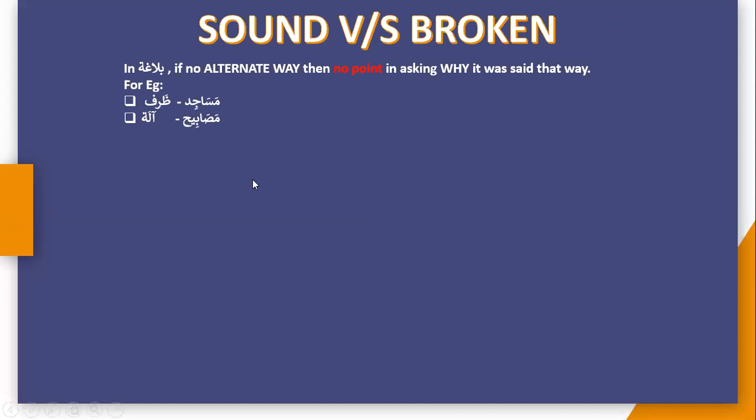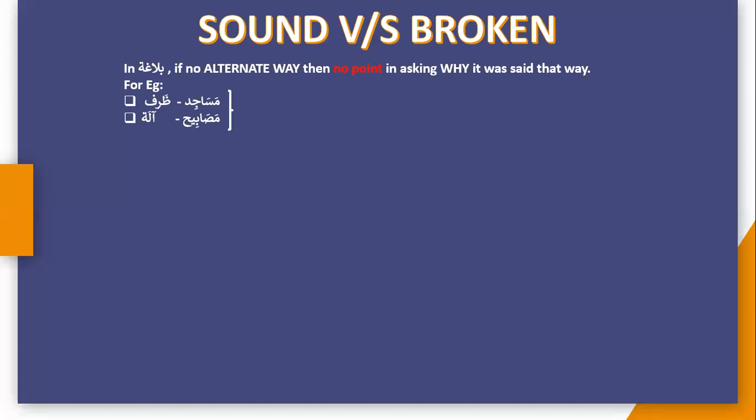So, for example, masajid and zarf, and masabih. So zarf and ala are two isms which basically do not have alternate plurals. So let me write it over here.